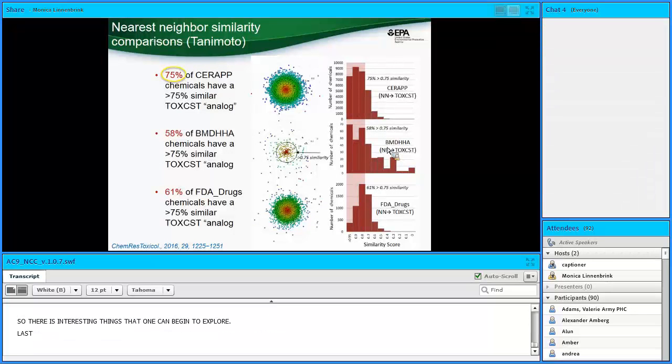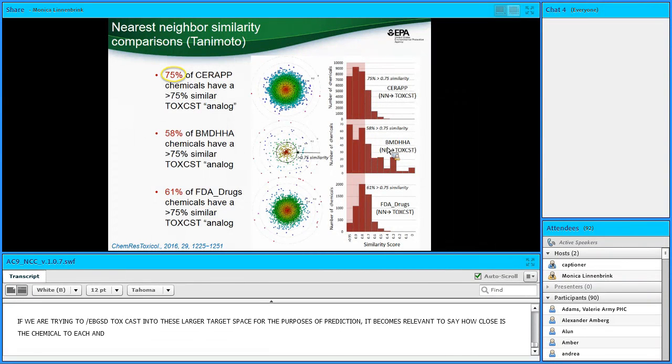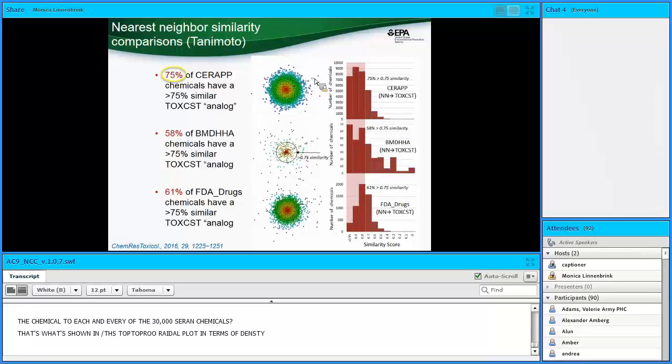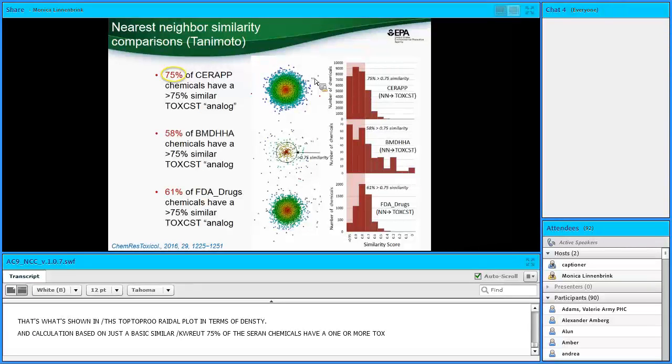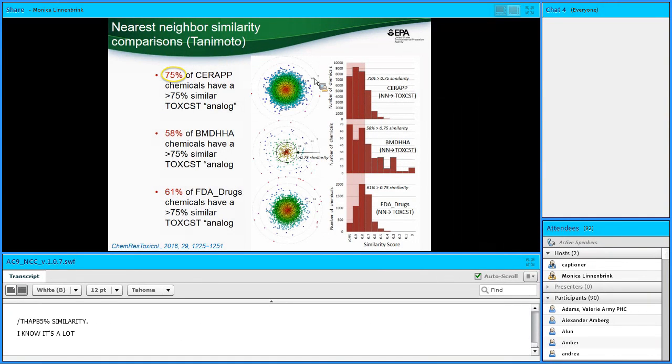Lastly, I did a calculation here asking a little different sort of question. If we are trying to extend ToxCast into this larger target space for the purposes of prediction, it becomes relevant to say how close is the nearest neighbor chemical to each and every one of the 30,000 SARAP chemicals. That's what's shown in this top radial plot in terms of density. And the calculation indicates, based on just a basic Tanimoto similarity, that 75% of the SARAP chemicals have one or more ToxCast analogs that are greater than 75% similarity. I know that's a lot of words there, but hopefully you get the gist of this, that most of SARAP has a close ToxCast analog.